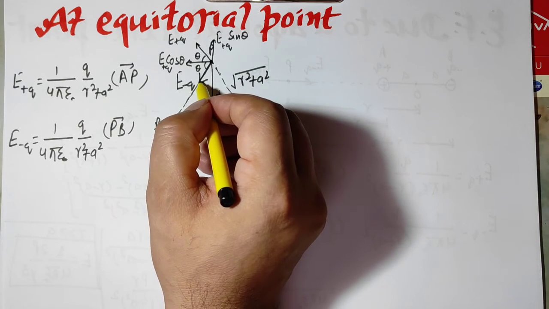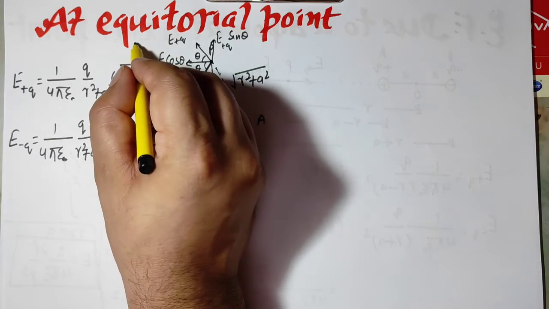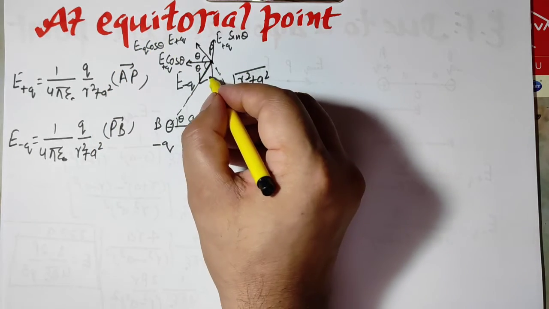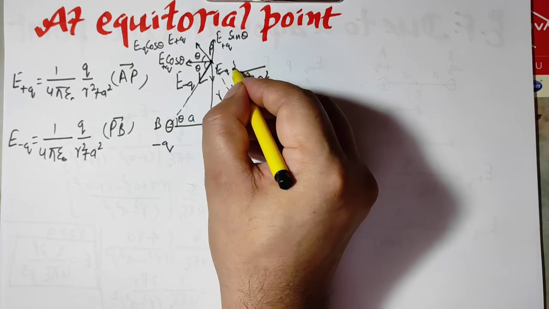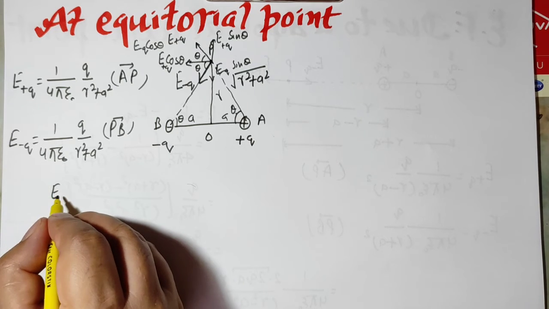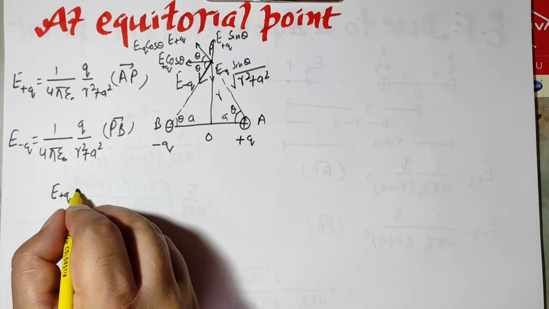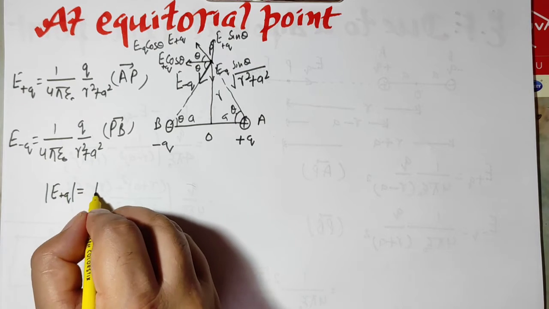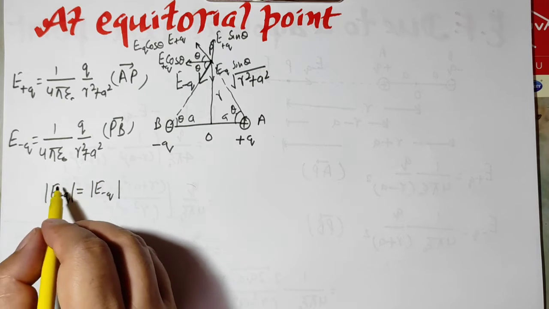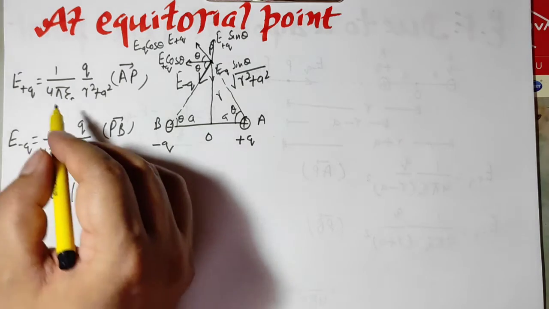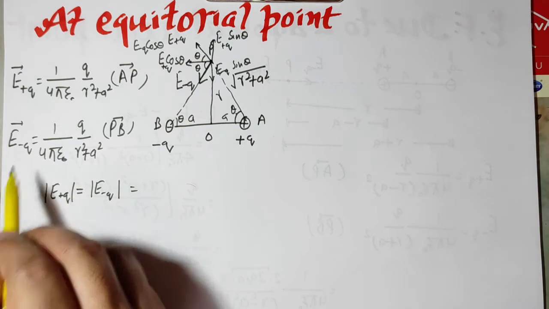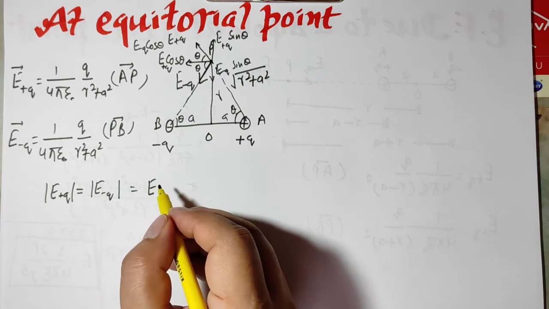It also has two components. Horizontal component is E minus Q cos theta, and this vertical component is E minus Q sin theta. Okay, quantity wise E plus Q is equal to E minus Q, because the only different thing is the direction. So you can put a vector here if you want, but quantity wise both are the same. Suppose that it is E.